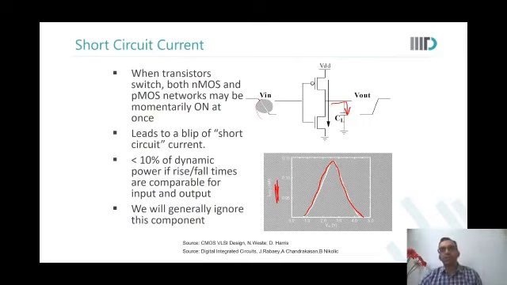Now, if the rise and fall times are good, then we can limit this short circuit power to less than 10% of total dynamic power. And therefore, for back of the envelope calculations, we can ignore this component. But when you simulate, you will anyway integrate it, it will get added there. But for back of the envelope calculations, you can ignore this component. Is that okay?